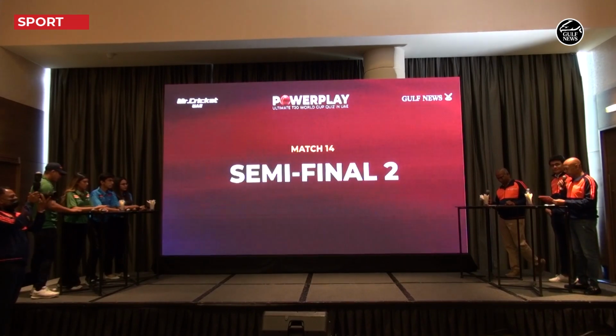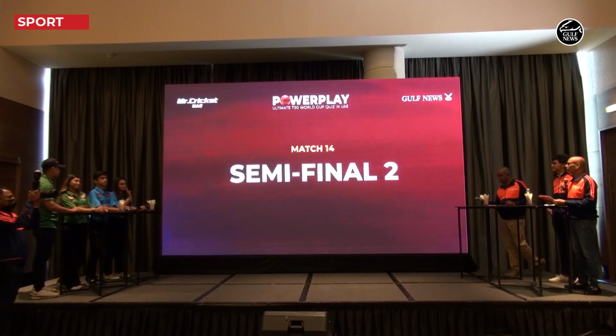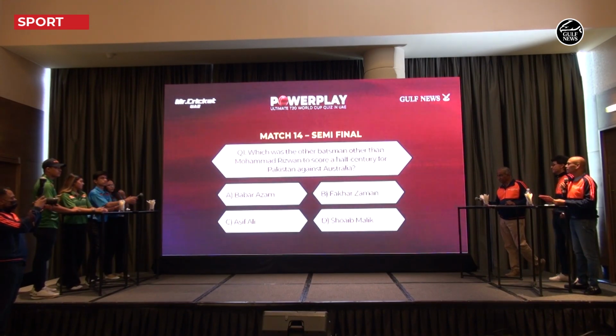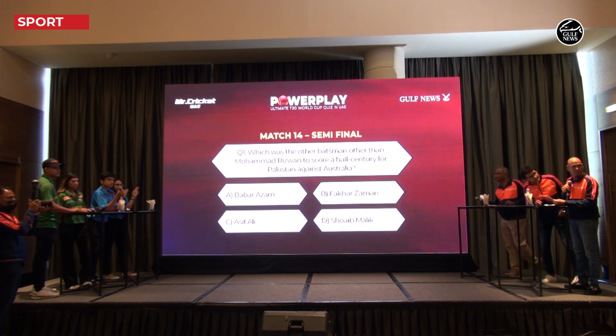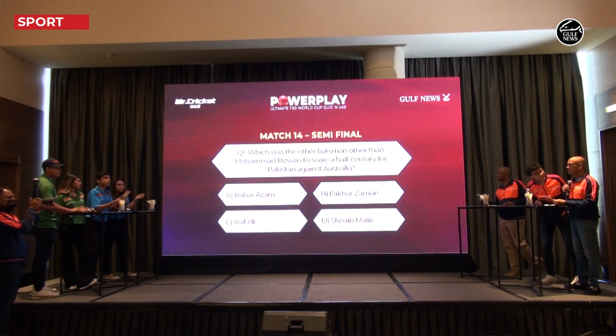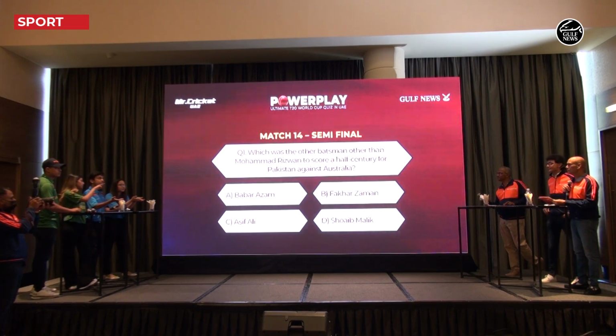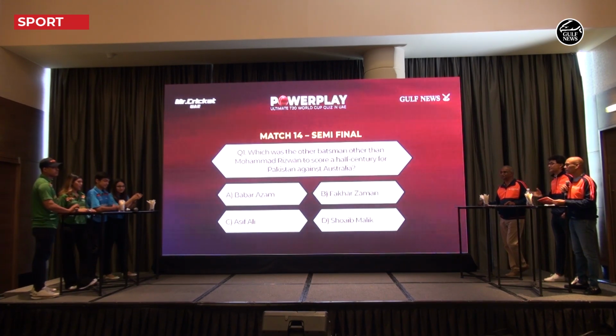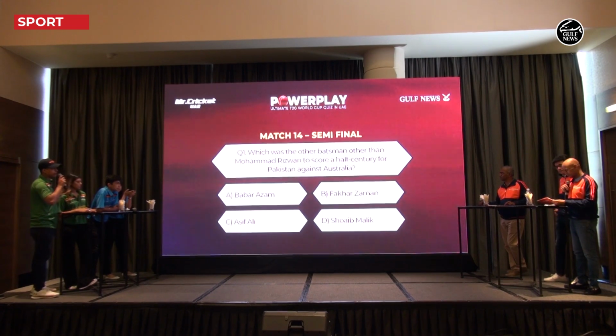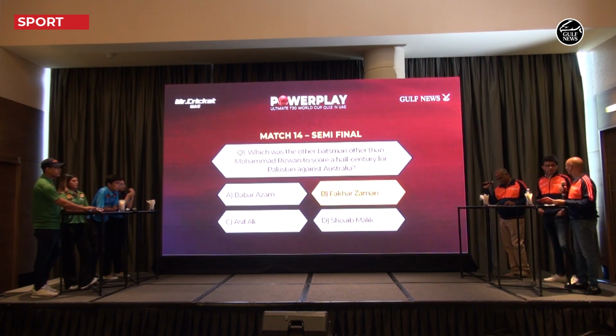Which was the other batsman other than Mohammad Rizwan to score a half century for Pakistan against Australia? It's on the screen. Babar Azam, Fakhar Zaman, Asif Ali and Shoaib Malik. Who gets the chance, guys? The third umpire is final. So Bangladesh answer. Answer number B, Fakhar Zaman. Is it the right answer, Shyam? Yes, it is the right answer. Congratulations. Thank you, Madhu.